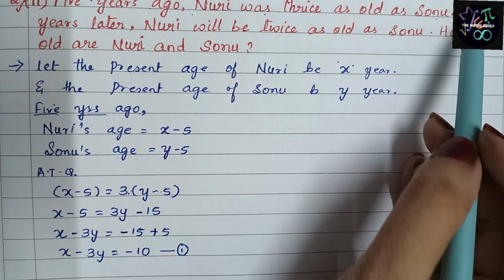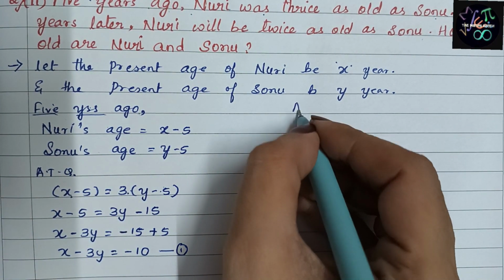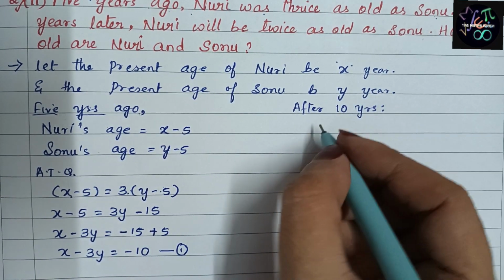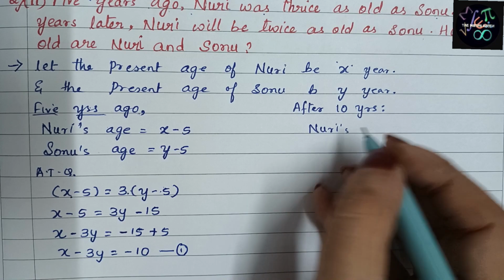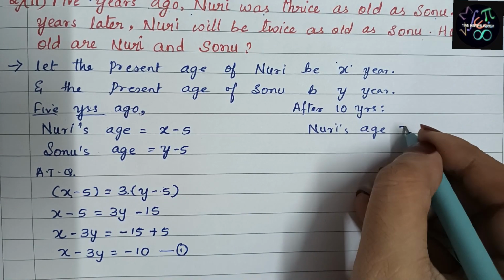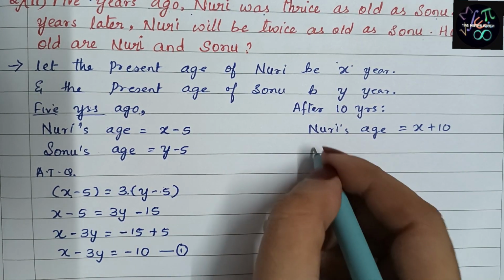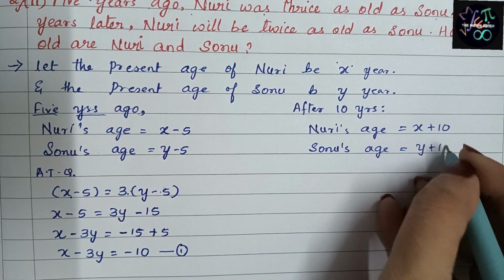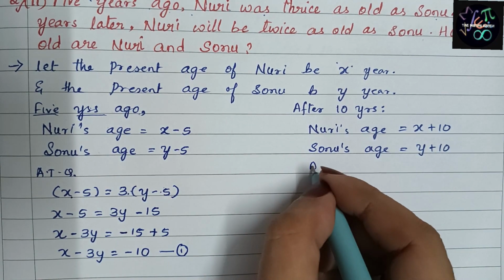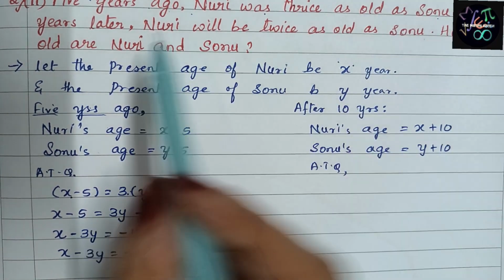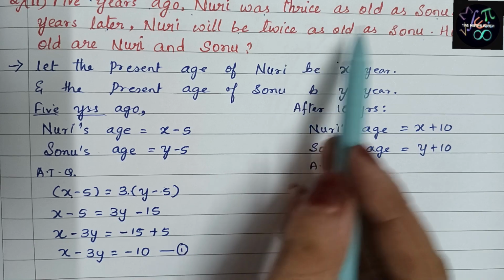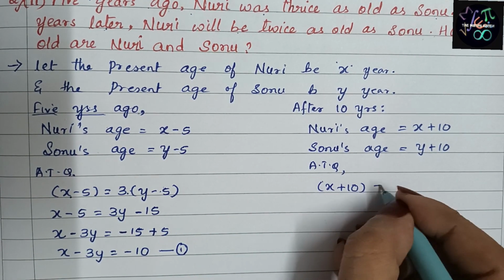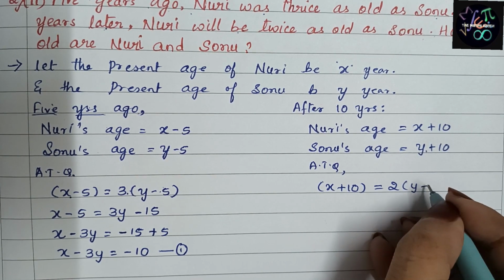Let us see now 10 years later. 10 years later means after 10 years. Noori's age after 10 years, x plus 10. Sonu's age, y plus 10. Okay. As per question, what is the condition? 10 years later, Noori will be twice as old as Sonu. Noori x plus 10, Noori will be twice as old as Sonu, y plus 10.